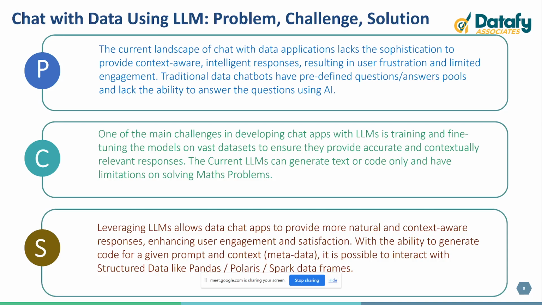Okay, what's the solution? We can leverage LLMs to generate some sort of context or code which we can run to get an answer based on our human interaction. A lot of models like ChatGPT, GPT 3.5 or 4 are able to generate code very well, and we can use that functionality to generate the code and work with data frames like Pandas, Polars, or Spark data frames to get answers based on our question.